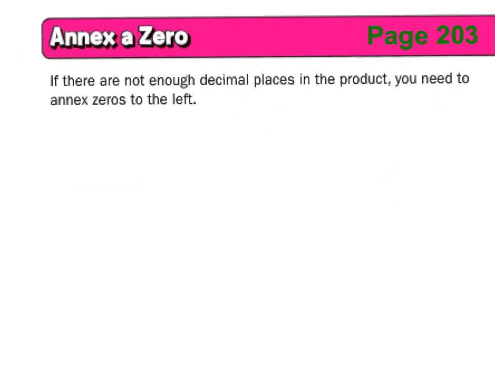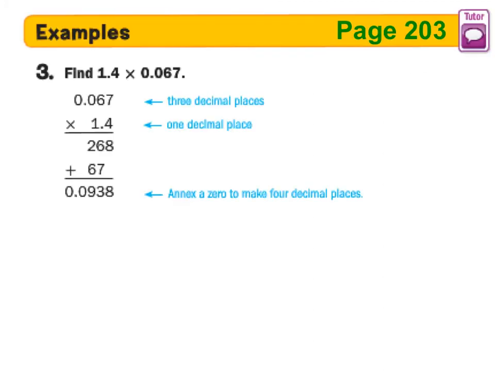So this is just a little reminder that if there's not enough decimal places in our product, you have to annex or add zeros to the left. And remember that annex means add. So we saw that just on the last slide, that we had to add a 0 to get the right number of decimal places. So taking a look at this problem, let's start off with an estimate that 1.4 is about 1, and 67 thousandths is about 0. So our answer is going to be pretty small. It's going to be down near 0.